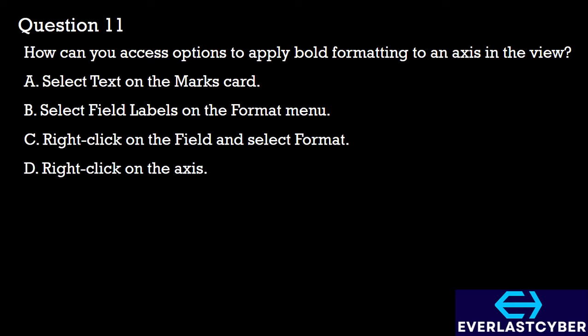Option A is related to formatting the marks in the visualization, but not the axis. In option B, field labels are for formatting field labels, but not for the axis itself. In option C, right-clicking on the field and selecting Format would open up the formatting options for the field itself, but not the axis. To apply bold formatting to an axis in Tableau, you can simply right-click on the axis in the field and select Format.